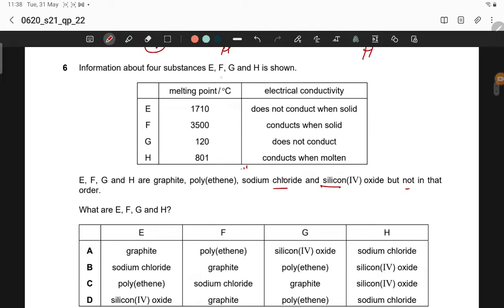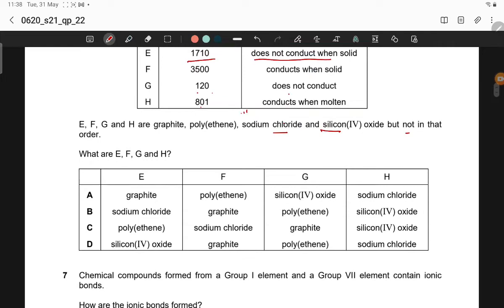Information about 4 substances E, F, G and H is shown. Melting point 1710, does not conduct when solid. 3500 degrees centigrade, conducts when solid. 120, does not conduct. 801, conducts when molten. The options are graphite, polythene, sodium chloride and silicon dioxide. Sodium chloride is an ionic compound with high melting and boiling points. Silicon dioxide is a giant macromolecular structure. And polythene is a covalent polymer. What are E, F, G?